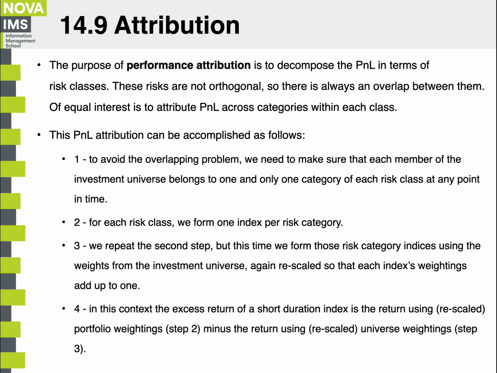The first step is to avoid the overlapping problem. We need to make sure that each member of the investment universe belongs to one and only one category of each risk class at any point in time. The second step is, for each risk class, we form one index per risk category. After that, we repeat the same step, but this time we form those risk category indices using weights from the investment universe, rescaled so that each index's weightings add up to 1.